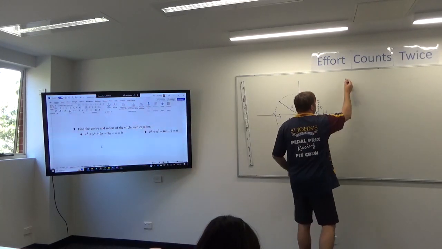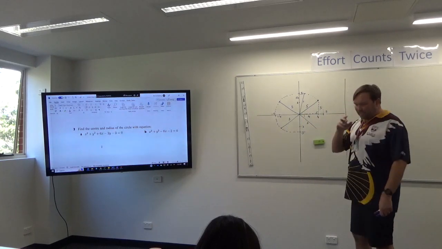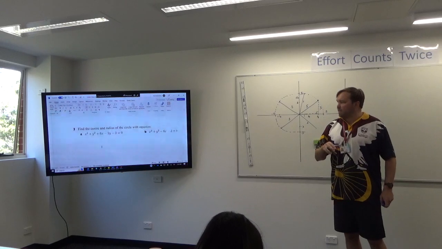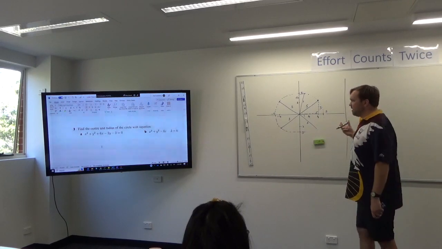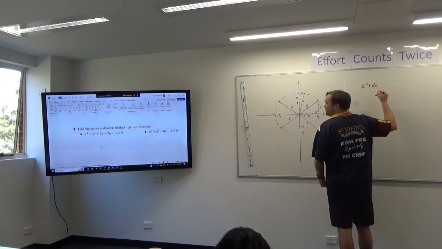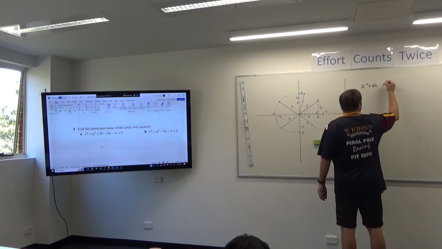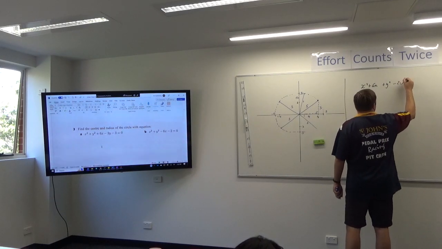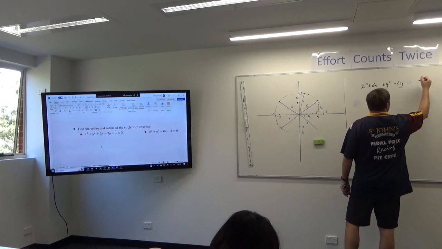So what we want to do is our first line is we're going to collect the x's together, collect the y's together, and put the constant on the other side. So x squared plus 6x plus y squared take 2y equals 3.